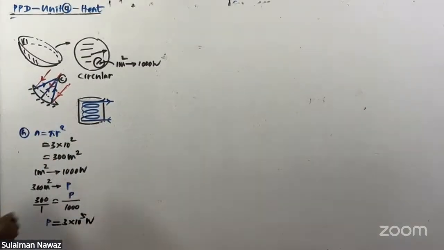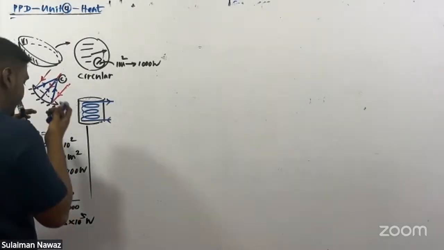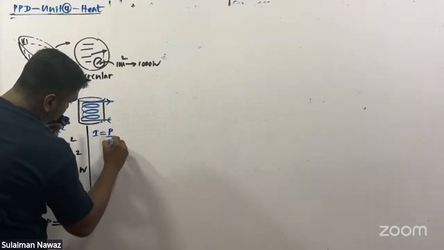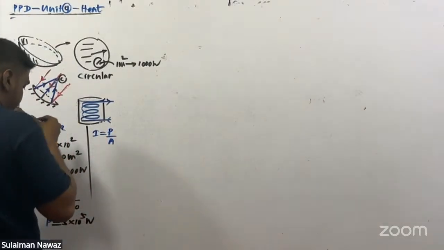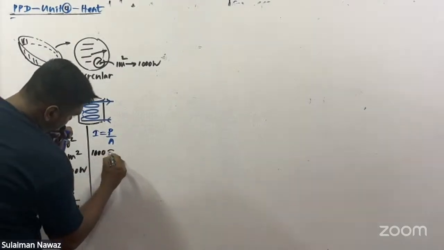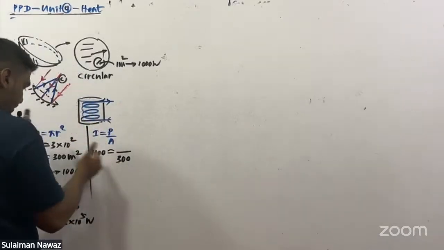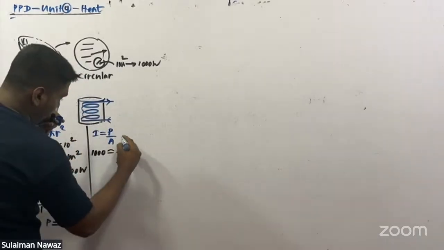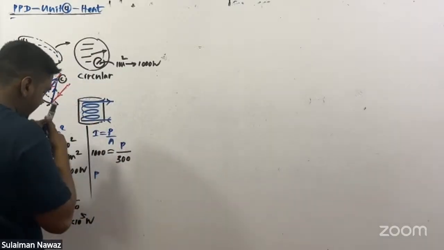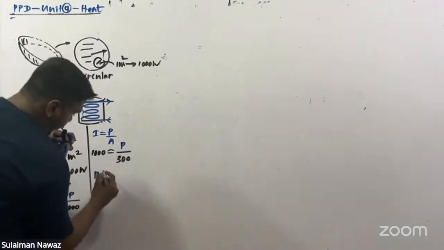This is one way. If not, you can use the equation also. Intensity means power over area. Intensity is 1000, you want to find the solar power, and area is 300. So then also you get the same answer. Normally it is better to use this equation. For you to understand only, I have discussed this idea. 300 into 1000.